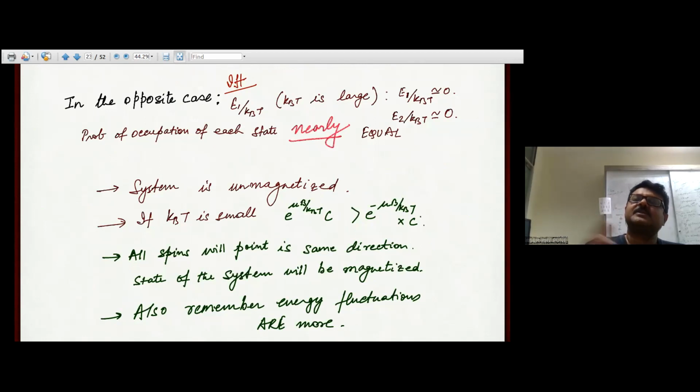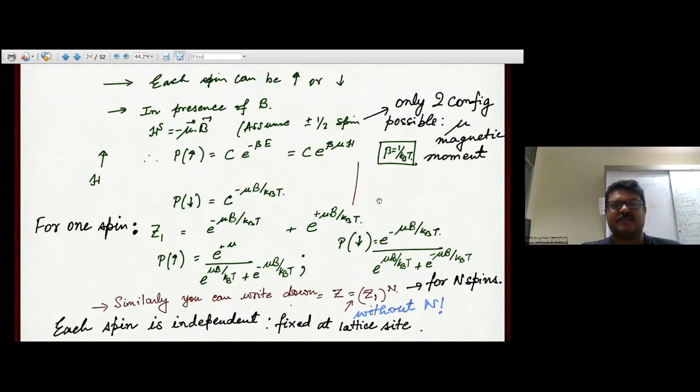Note, the system is constantly exchanging energy. Of course, as you increase temperature, the fluctuations will also change. And this is the basic summary. So let's do the mathematics in the next recording.